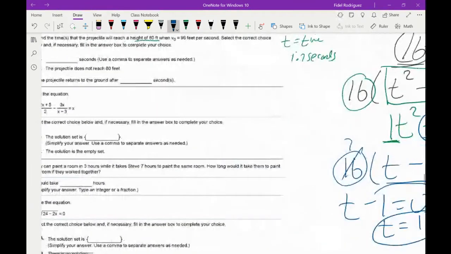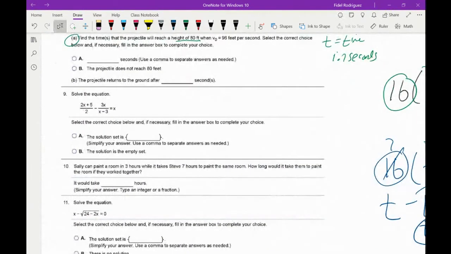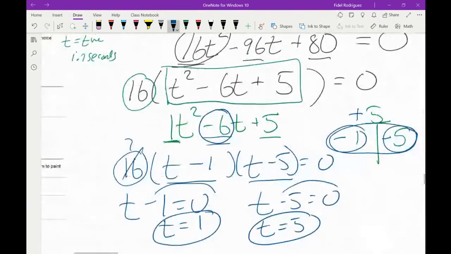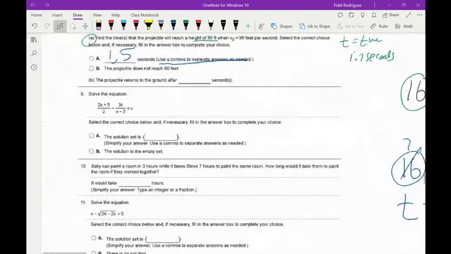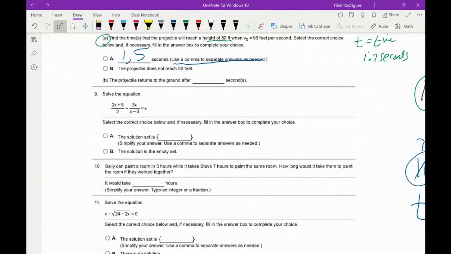So when I come back to my answer over here, for part A, I'm just going to put 1, 5. That's all I'm really doing. I'm not putting anything else, just 1 and 5. One thing I want to mention, if you look right here, it says use the comma to separate the answers. Notice when we did the problem here, I got t equals 1 and t equals 5, but here I'm just putting the numbers 1 and 5.